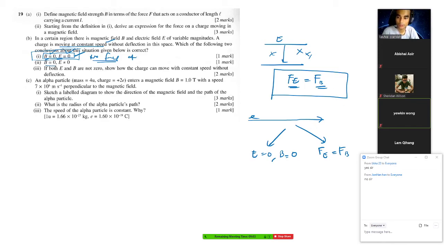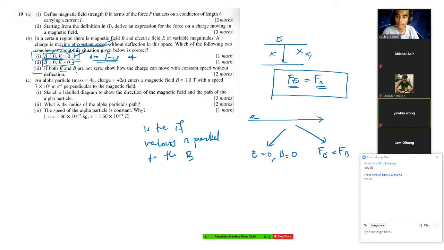B, number two. The magnetic field is 0 and E is not 0. So the charge is moving at constant speed. This one is true if the velocity is parallel to the B. If it's parallel to the B, of course it will not have any deflection. If it is perpendicular to the B, then we have a deflection.